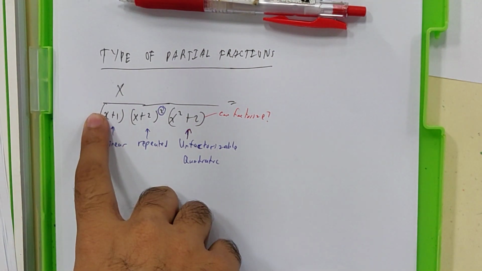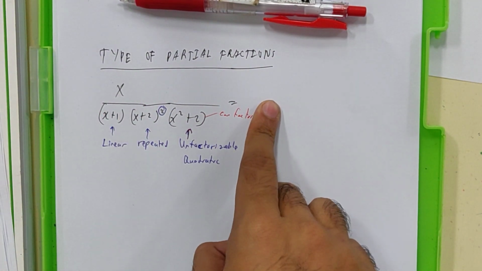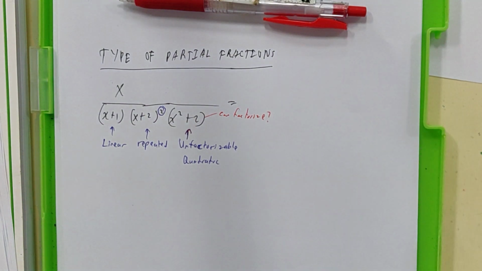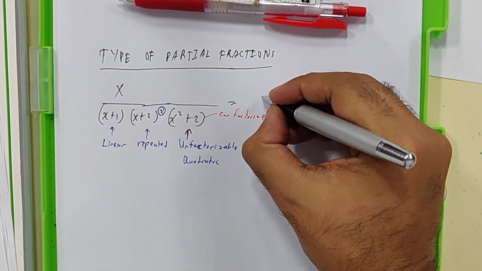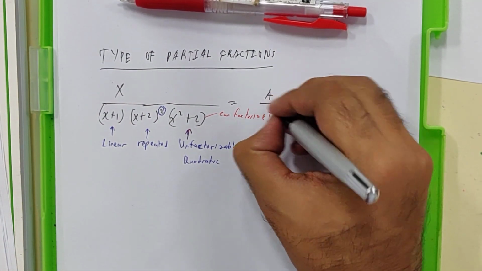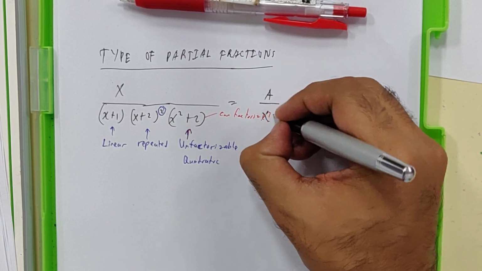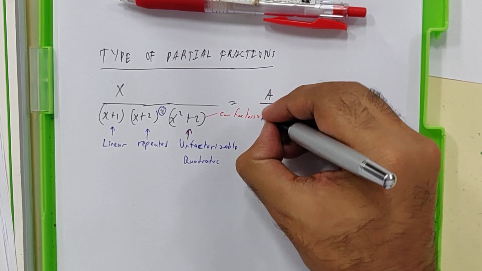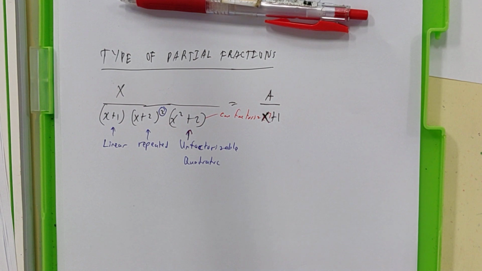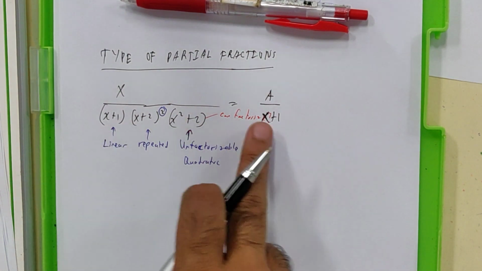And the linear, they will have a partner. This partner is what you need to know. We say it as A over x plus 1. Okay, so this is the partner.